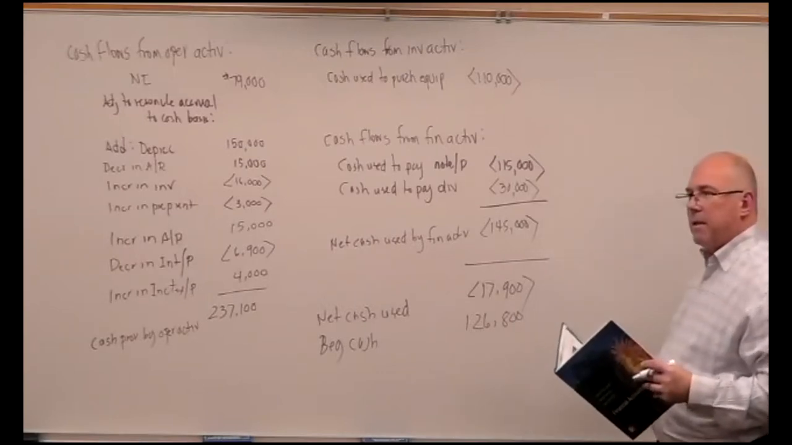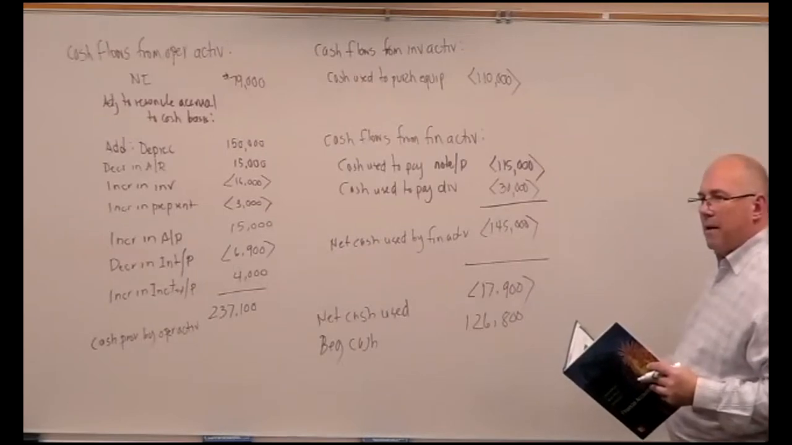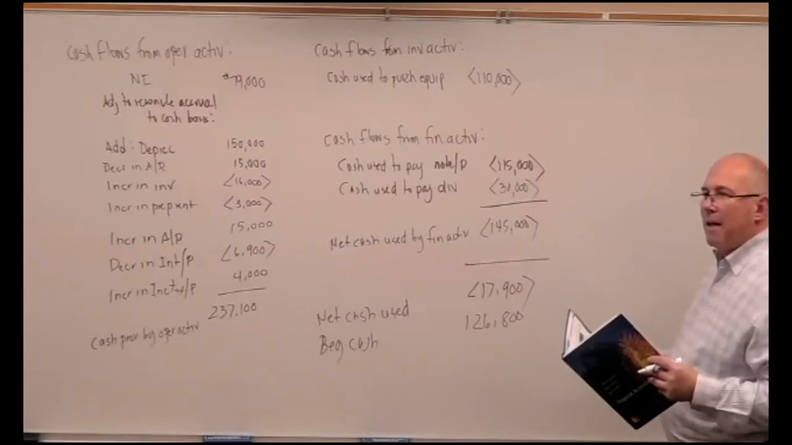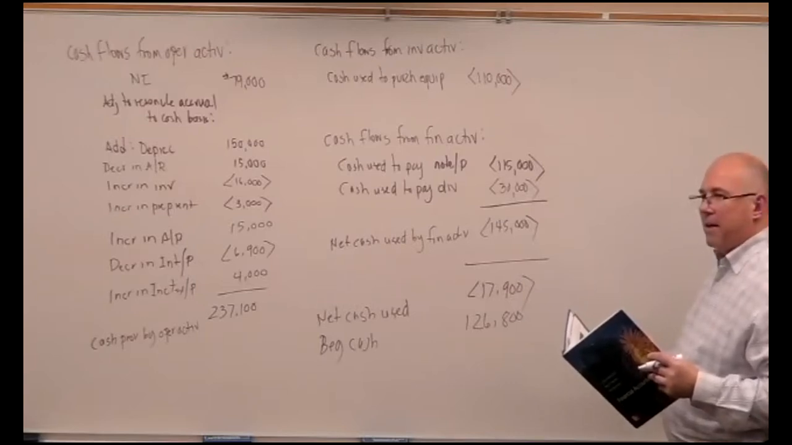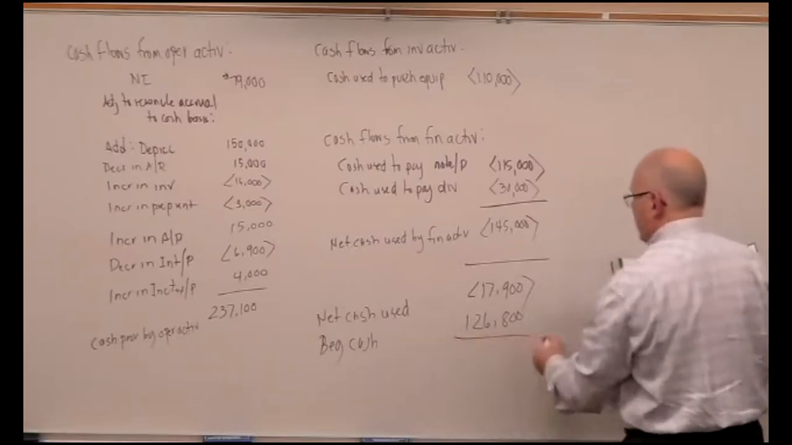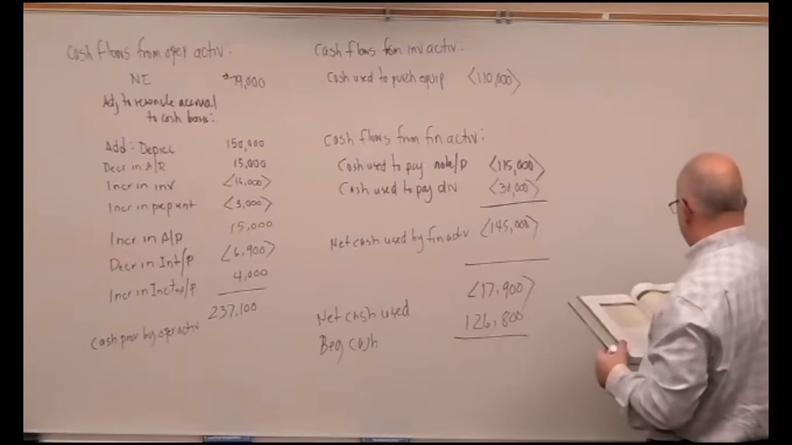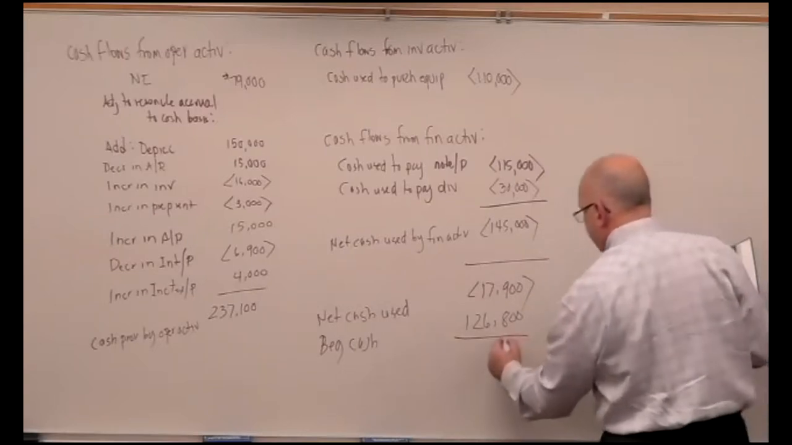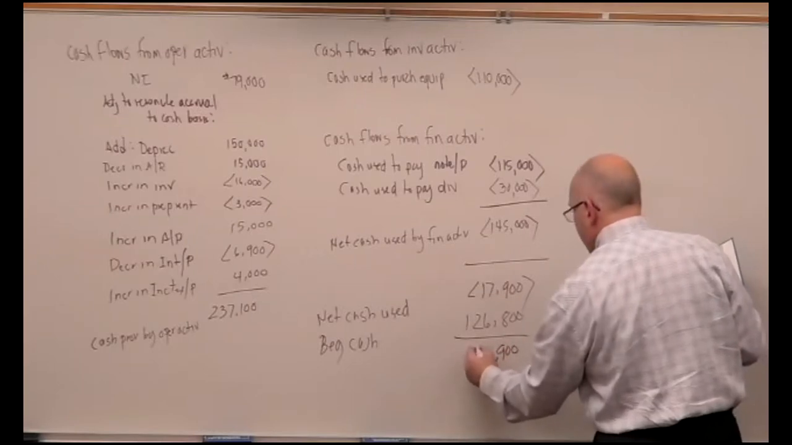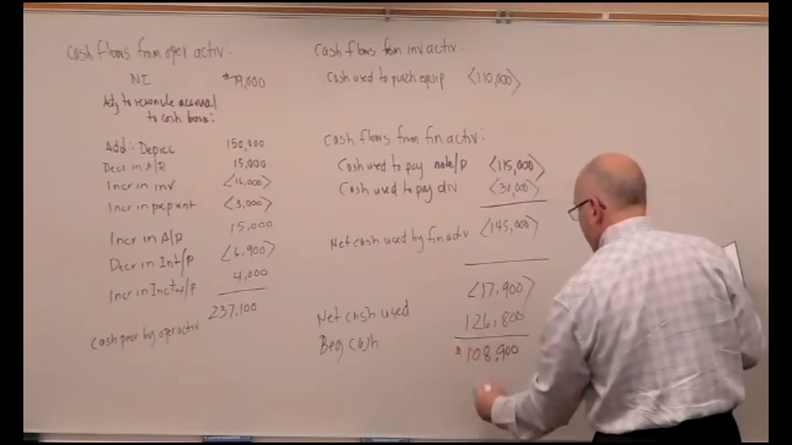What's accounts receivable? I'm sorry, I just read the wrong row. We agreed on 126.8? Beginning cash, 126.8 minus 17.9. Is that 108.9? Yes.